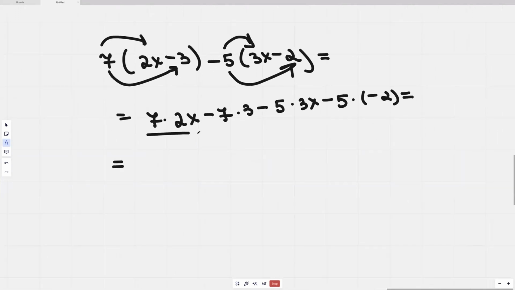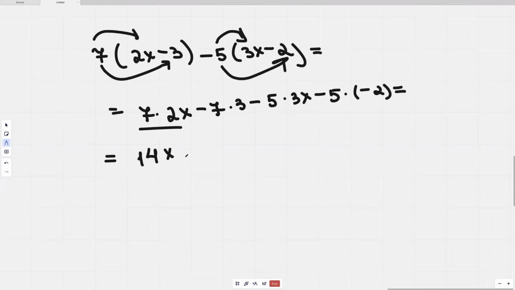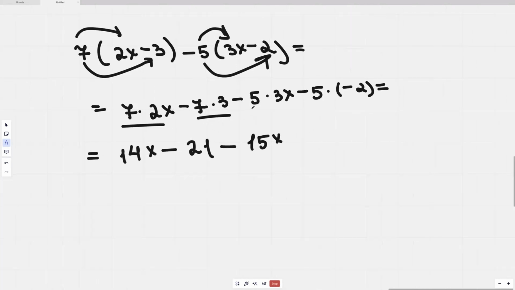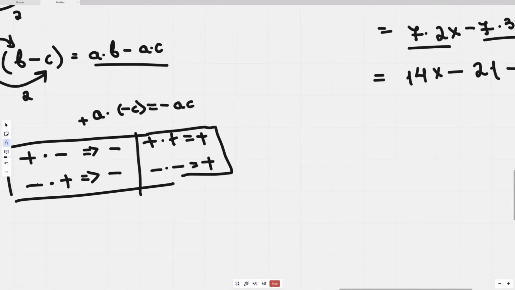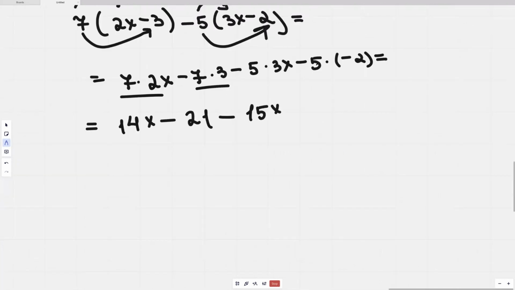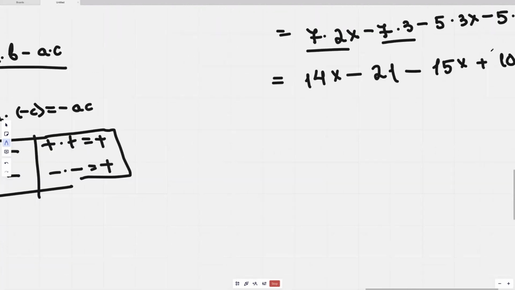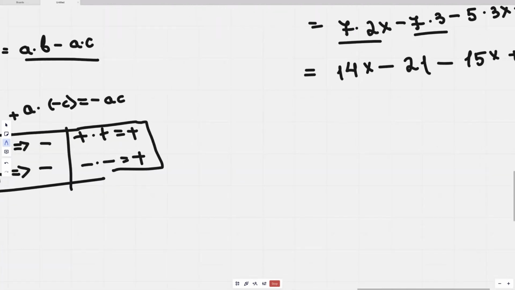So here, we can write it as 7 multiplied by 2x is equal to 14x. And then 7 multiplied by 3 is equal to 21. And minus 5 multiplied by 3x is 15x, so it's negative and positive, which means negative again. So plus 10: 5 multiplied by 2 is 10, and negative sign multiplied by negative sign is equal to plus.